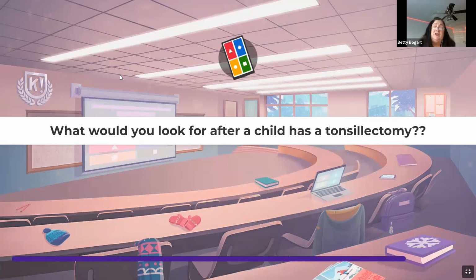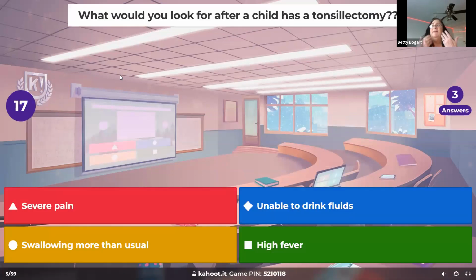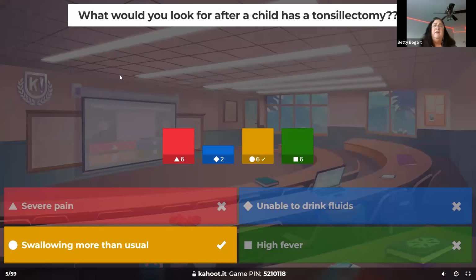What would you look for after a child has a tonsillectomy? So remember, they've gone in, done surgery, and they've literally sliced and cut out these big things on the side of their throat. And there's scabs there. And one of the things that we look for is if they're swallowing a lot, and the reason is they could be bleeding. Remember, those scabs can still leak and the scabs can come off. So if they're swallowing more than usual, probably this child is bleeding. So you would call the physician. Don't look in there, okay? Because that can create more bleeding.